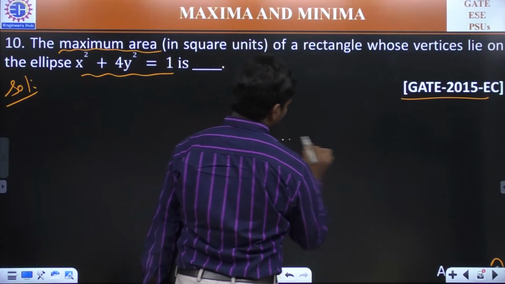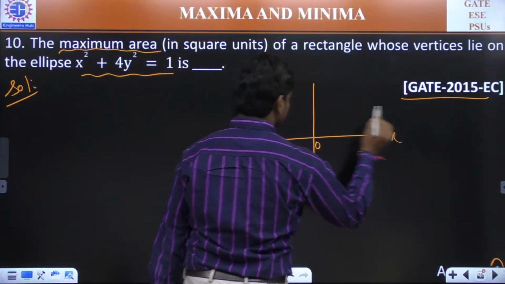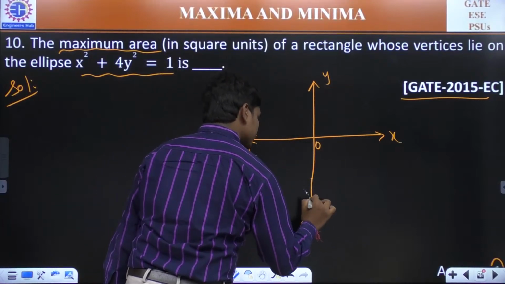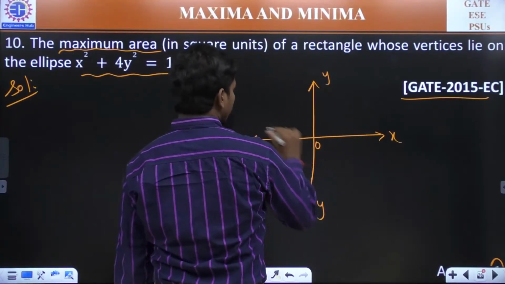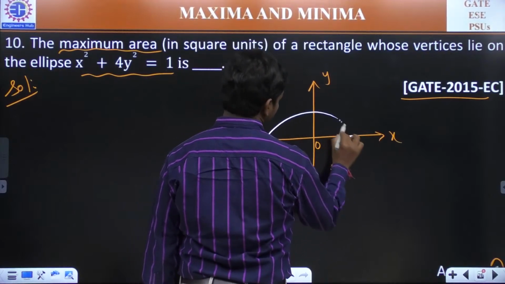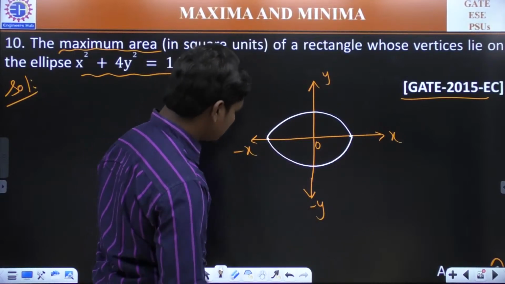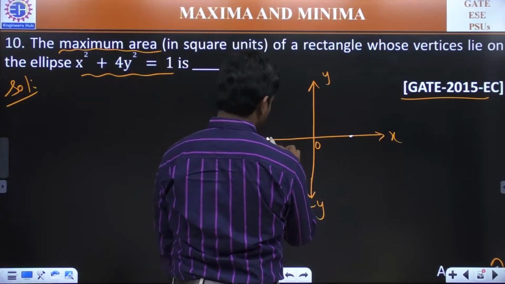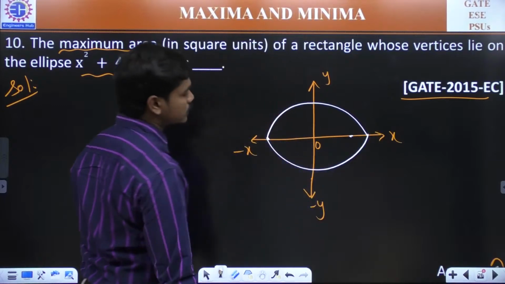Let me try to draw an ellipse. Origin, x-axis, minus x, y and minus y. Now you have one ellipse, so let us try to draw one ellipse somewhere equidistant here. I hope this is looking like an ellipse, but something similar to an egg, correct? I am a very bad artist, so please forgive me for my bad drawings. Now I think it's looking like an ellipse.